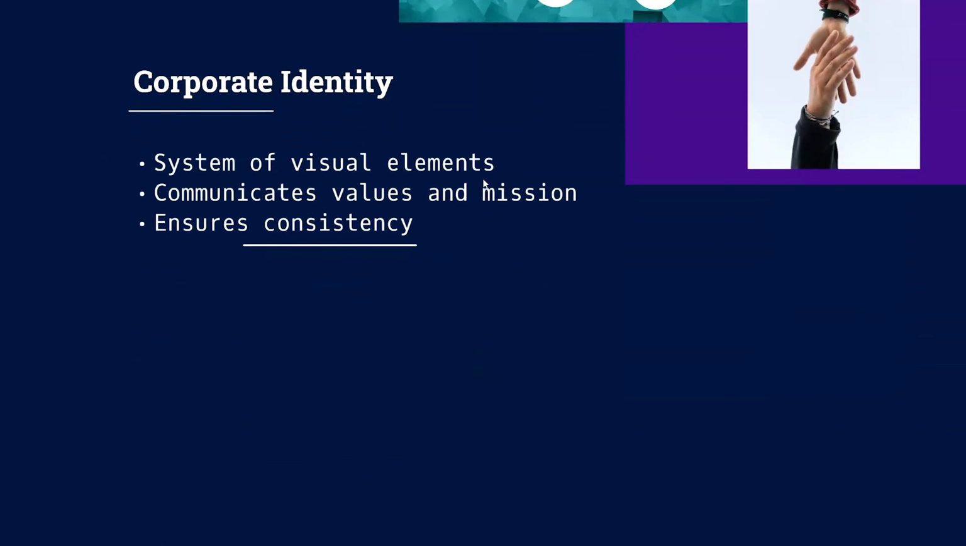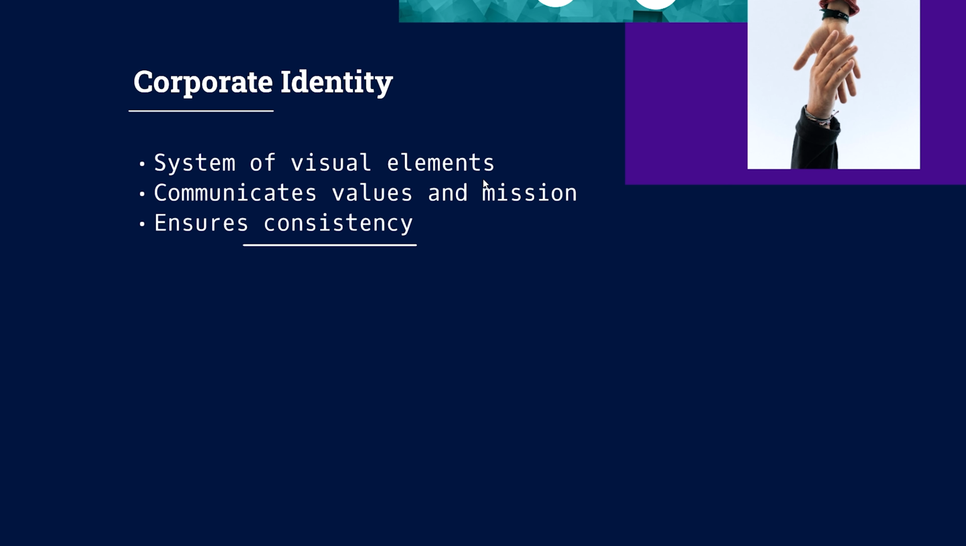Corporate identity can be defined as a structured system of visual elements that represent an organization. It communicates key aspects such as values, missions, and positioning. Through visual language, it allows the audience to form a clear and stable perception of the brand. Consistency is one of its most important functions, as it connects all communication channels into a single visual system.